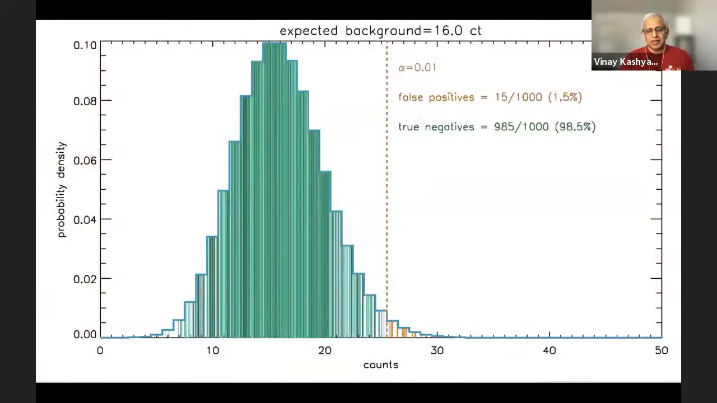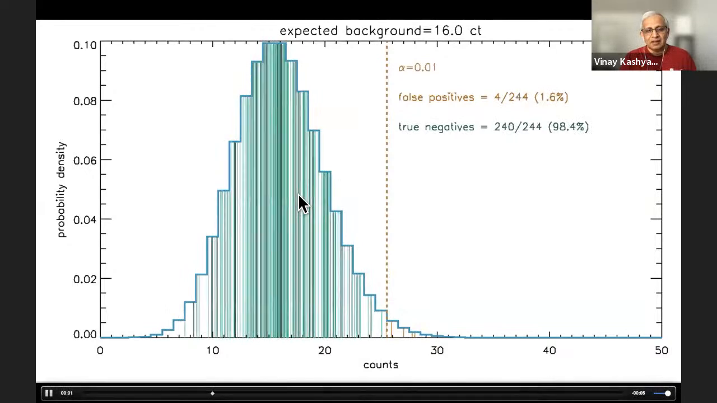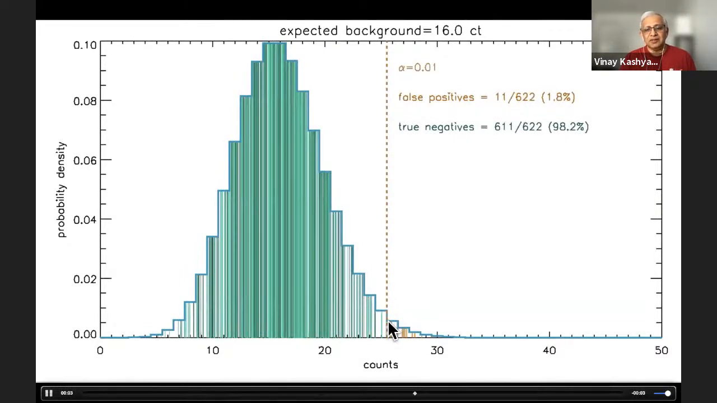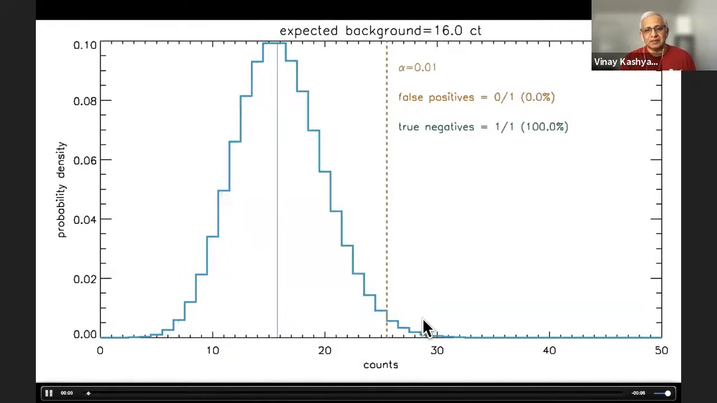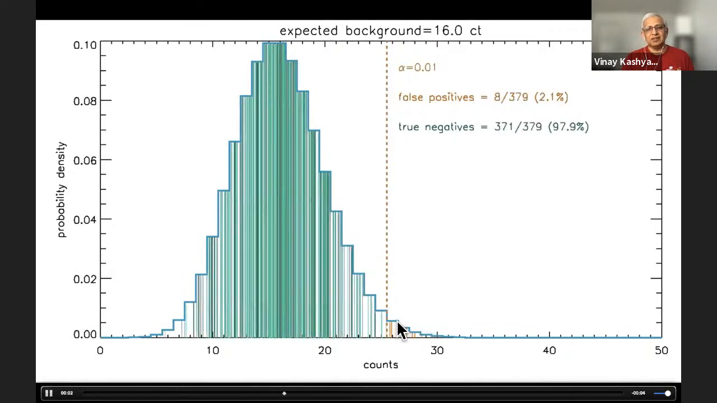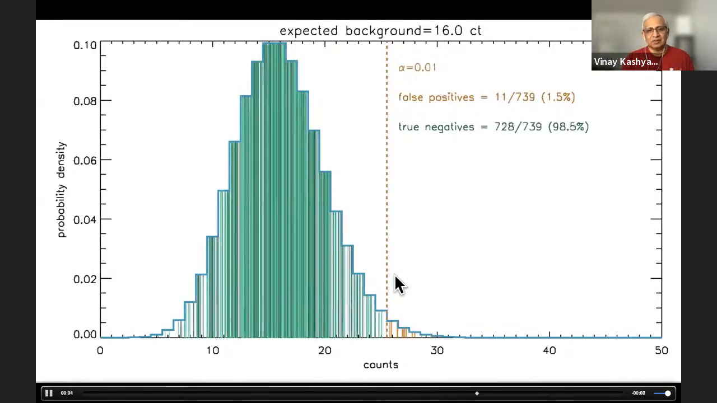So what is the thing that you're dealing with when you're talking about upper limits? First of all, suppose there's a background and you're willing to accept a certain false positive rate that you set by setting the threshold.